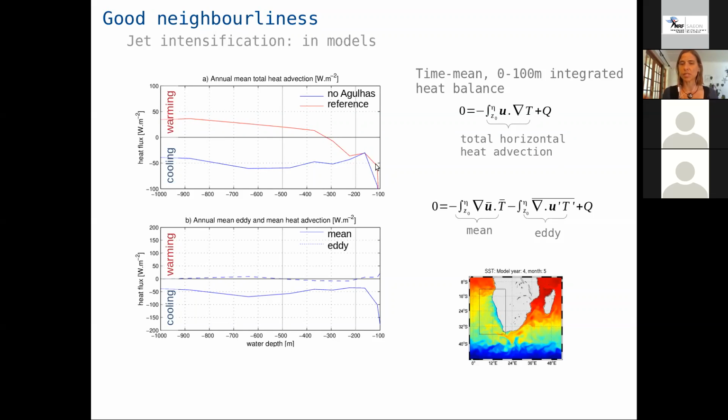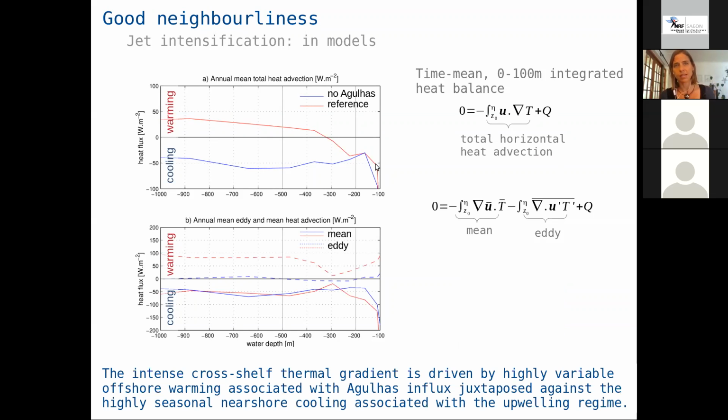Now again, separating this total heat flux term into its mean and its eddy counterpart, we note that close to the coast, the mean component dominates. This is just your seasonal, regular upwelling cycle. But as we move offshore, our eddy term becomes much more important. So what this has told me is that the intense cross-shelf thermal gradient is driven by, firstly, the highly variable warming by the Agulhas Current in the offshore part of the system, and the much more regular seasonal cooling by upwelling at the coast.